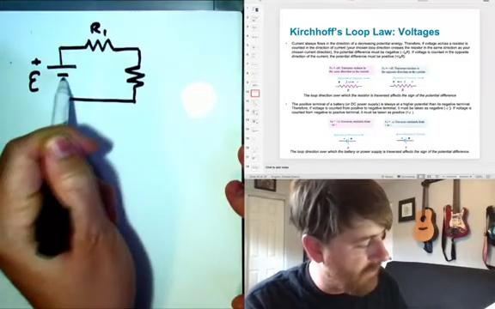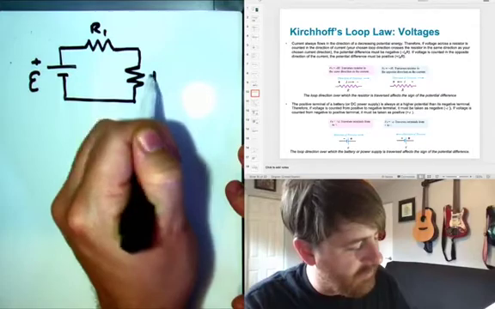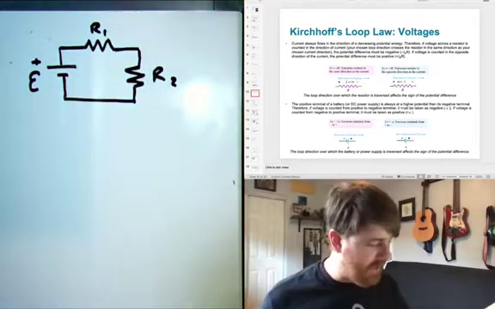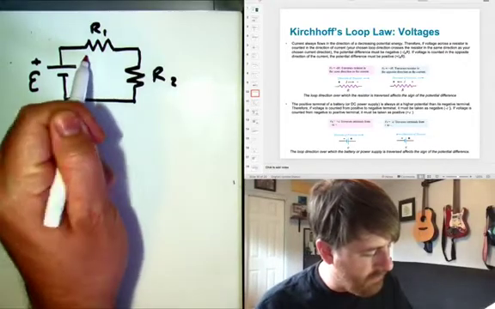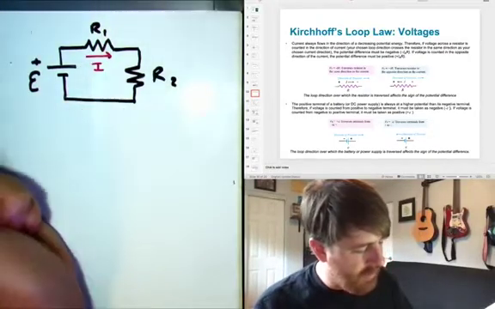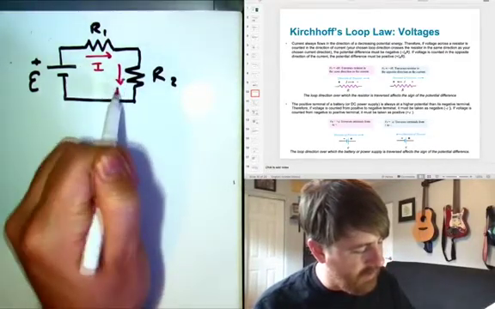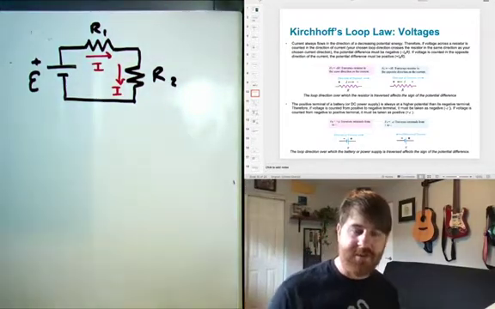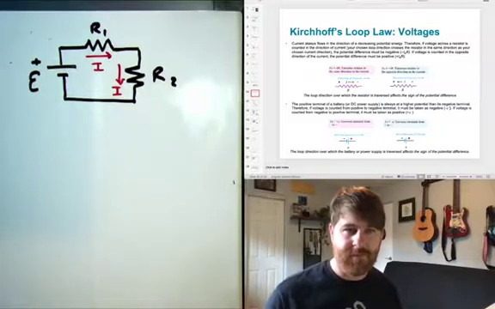Here we just have an ideal battery and 2 resistors, R1 and R2. And what we're saying is that there's a current through here, I, and that's the same current here, I. These are in series. And we're saying that the sum of the changes in potential is 0.